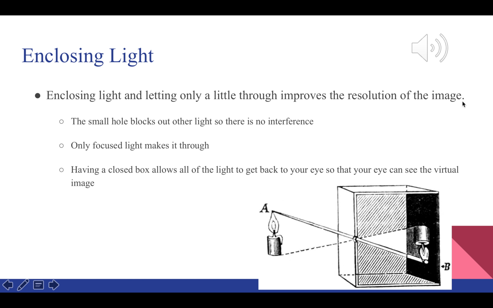It helps to enclose the light path from an objective lens with a solid box, because enclosing the light lets only a little light through and improves the resolution of the image. The small hole blocks all of the light coming in that's not from the object, so it blocks all of the interference, and it lets only focused light from the object make it through, which makes the image less blurry, and it just improves the resolution. And the pinhole also allows the eye to have enough light to produce a virtual image.